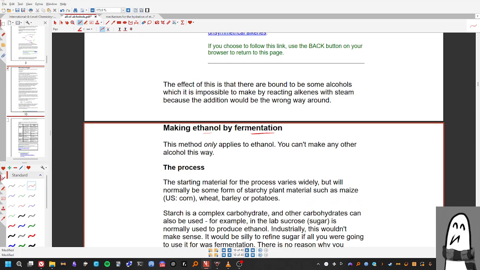The effect of this is that there are bound to be some alcohols which it is impossible to make by reacting alkenes with steam, because the addition would be the wrong way around.